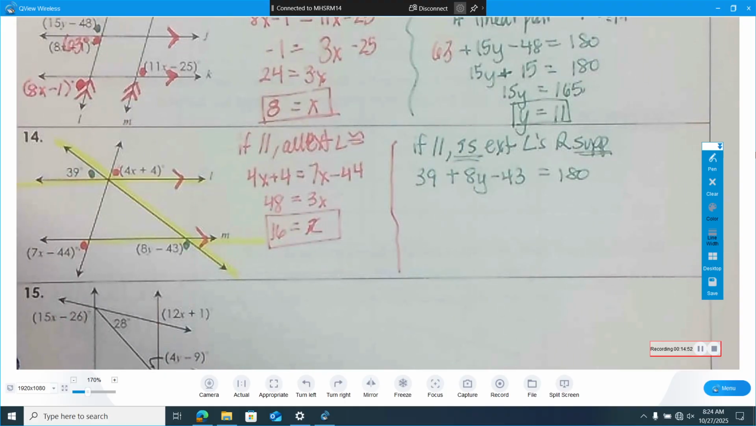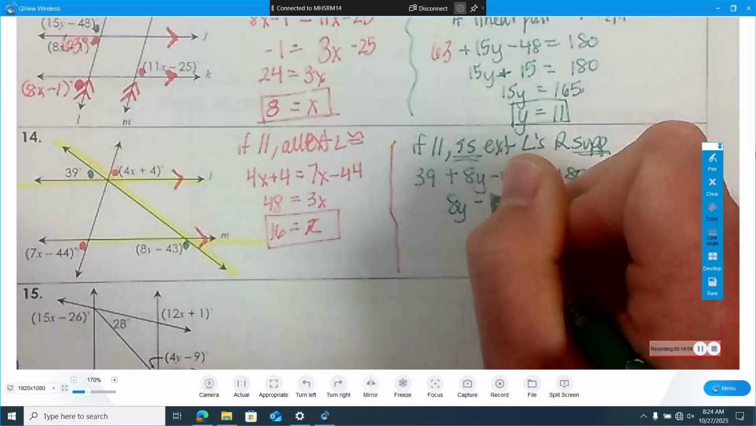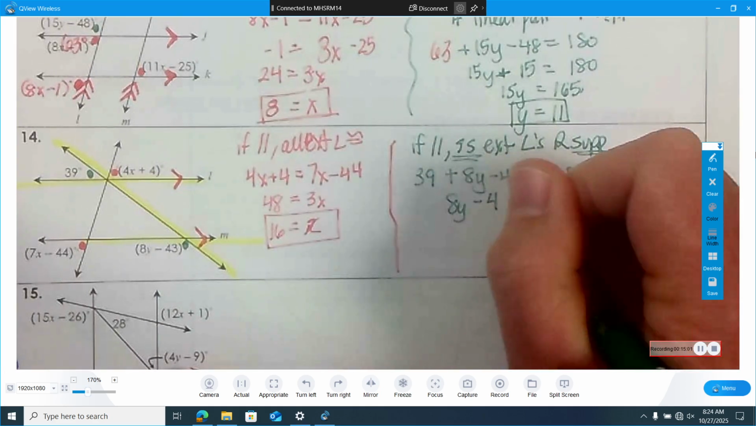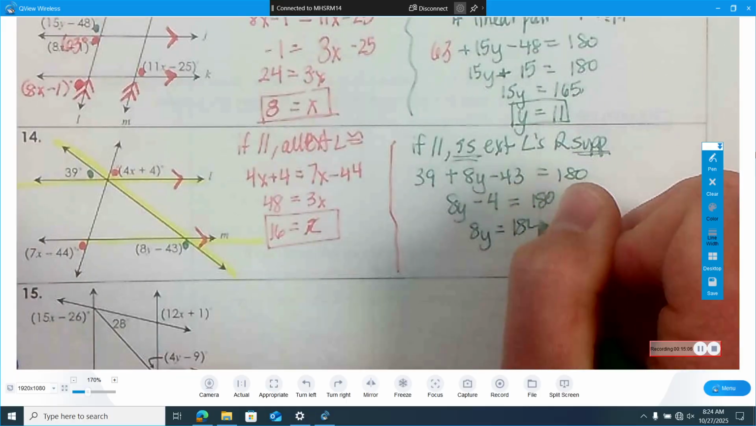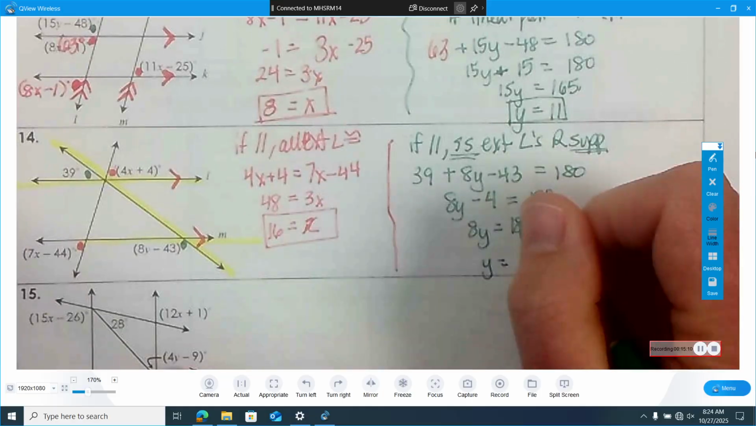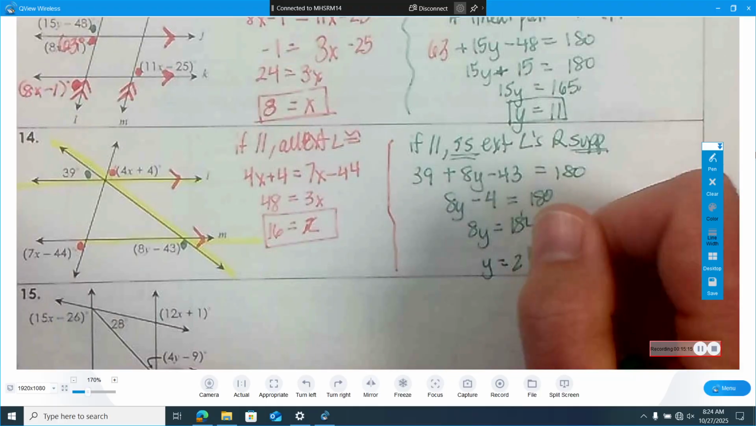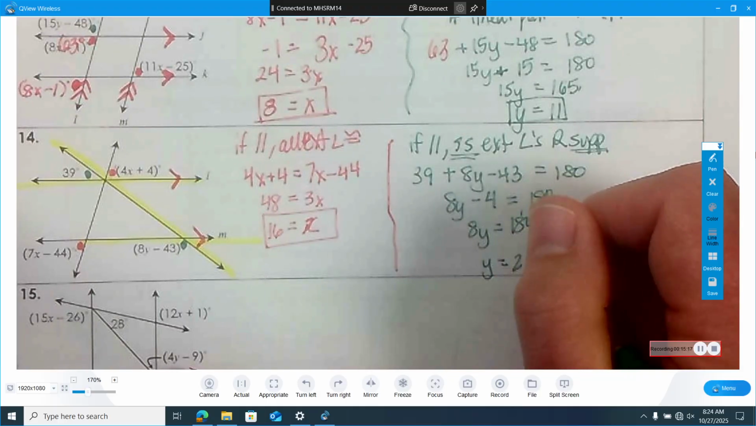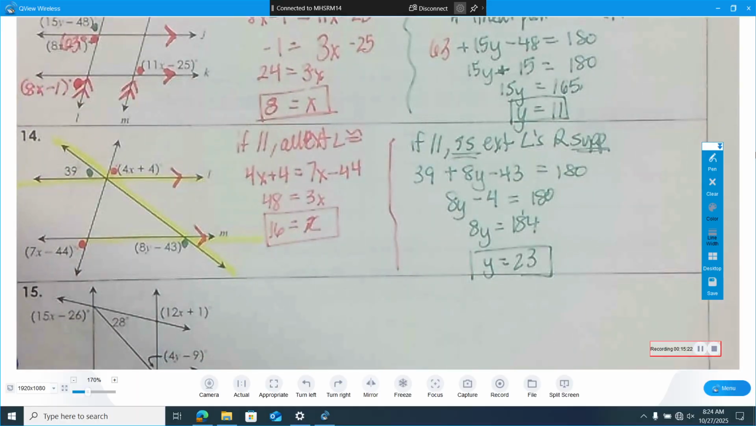She did it a totally different way. So she did a lot of extra work there. Good job. 39 minus 43 is negative 4, is that right? Equals 180. I can add 4, so I get 184, and then divide by 8. It goes in 2 times. 16. Oh, 23? Yeah, okay. All right, good job.